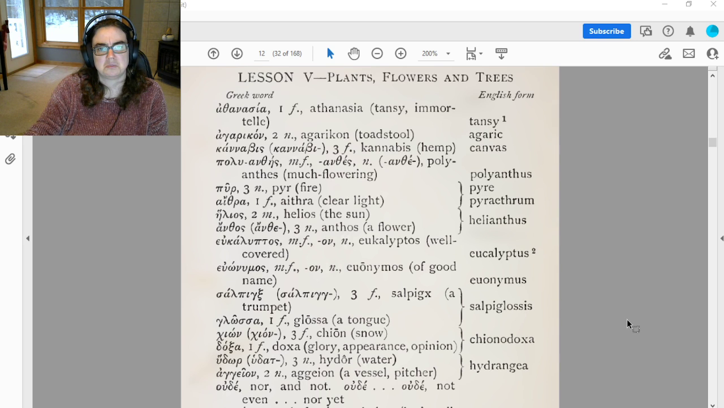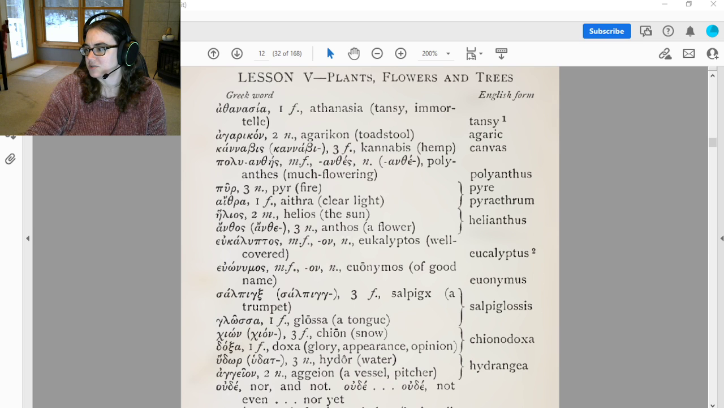Athanasia. Interesting, because it's like the deathless flower. Apparently, it's a tansy. Agaricon. A toadstool. Cannabis. Hemp. Get your minds out of the gutter. Poluanthes. Much flowering. So this is another adjective. It's a compound adjective, so two different words come together to make an adjective. Polu meaning much, and anthes meaning flower, so much flower.